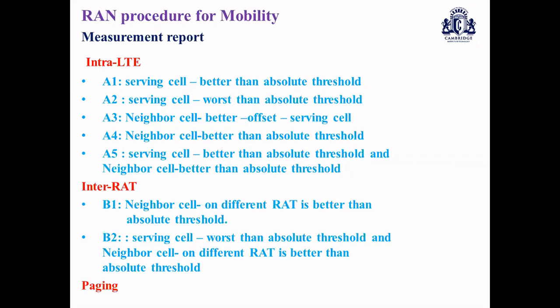So whatever we discussed with respect to intra LTE is similar with respect to inter RAT handover. There are two events that can trigger the measurement report, that is event B1 and B2. In event B1, the neighboring cell radio link quality on a different RAT becomes much better than the absolute threshold value. And in event B2, the serving cell radio link quality becomes worse than the absolute threshold, and the neighboring cell radio link quality on a different RAT becomes much better.